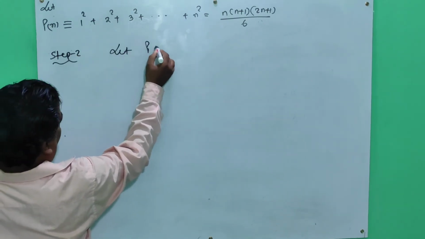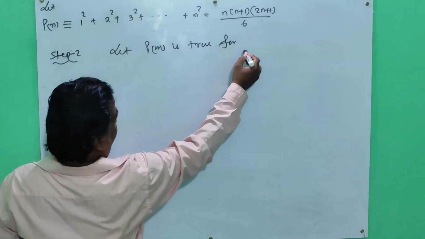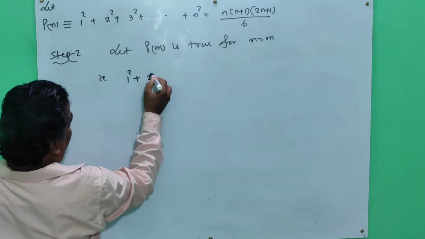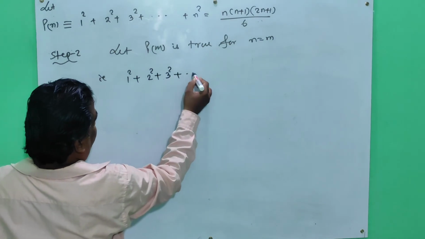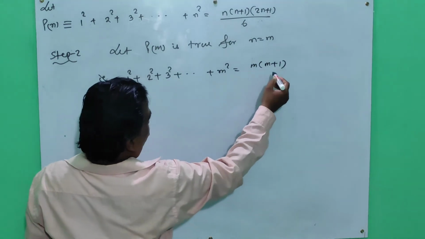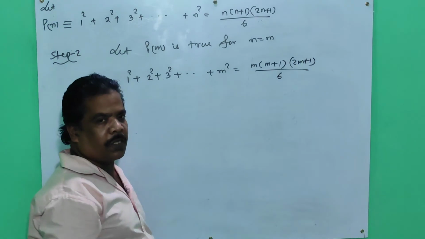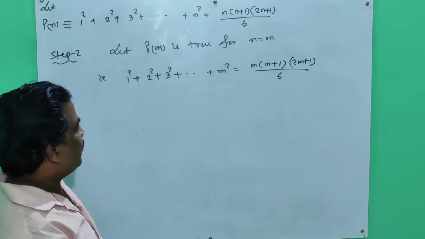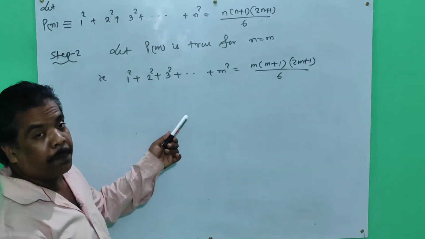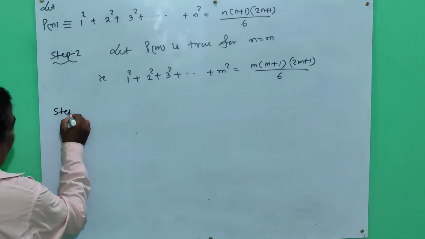let Pm be true for n is equal to m, that is 1 square plus 2 square plus 3 square plus up to m square equals m into (m plus 1) into (2m plus 1) by 6. This is our assumption, and we assume that Pm is true for n is equal to m. Now we have to show that Pm plus 1 is true. Now we find what is Pm plus 1.